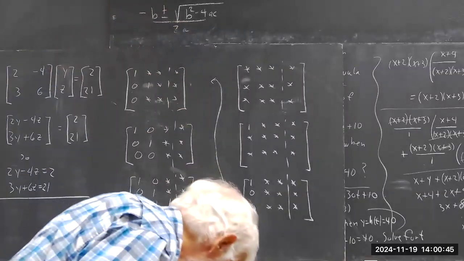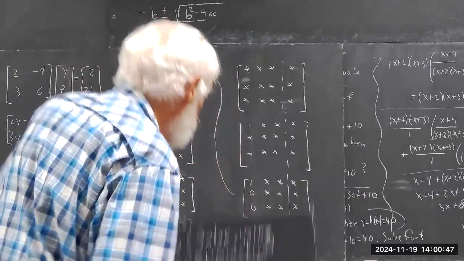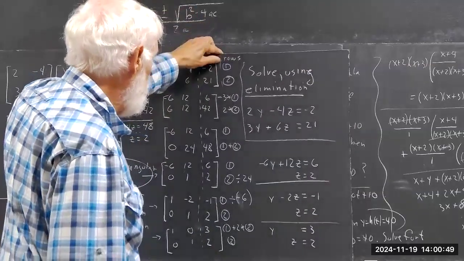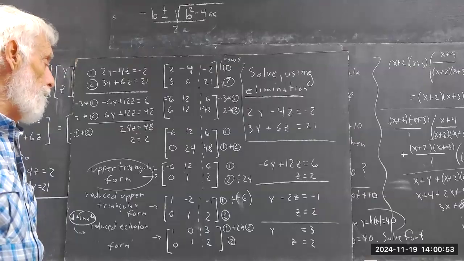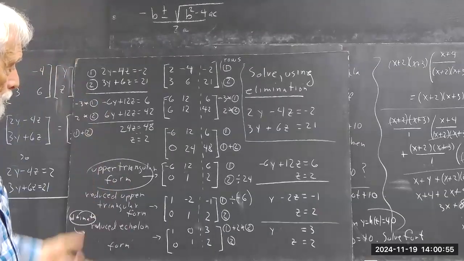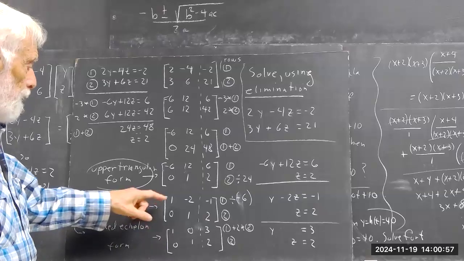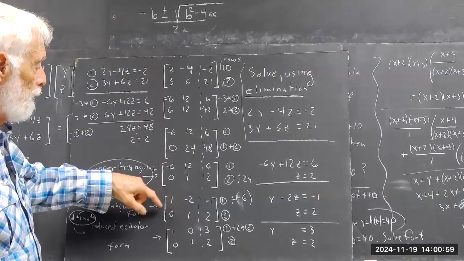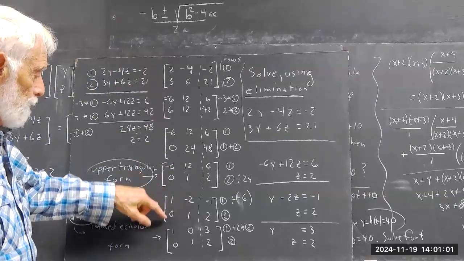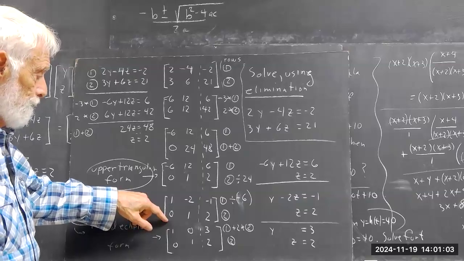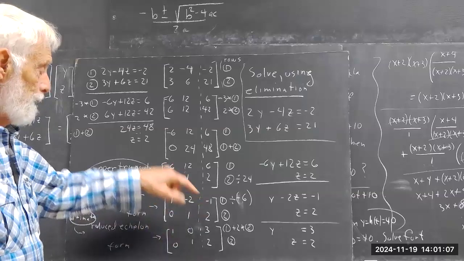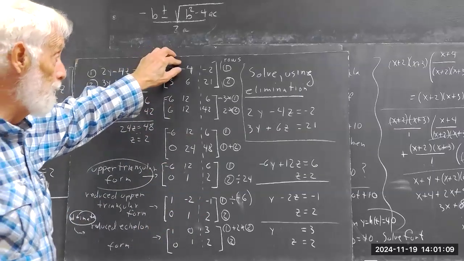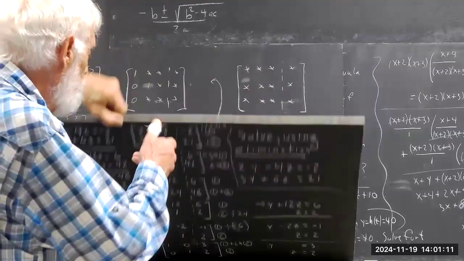Okay, again. Looking at how this system evolved, the first thing we could do is get a 1 here, so we get a 0 here. Okay, and then we can easily get a 1 here, and so forth. Okay, well, let's see how that works if we've got a 3 by 3 matrix.